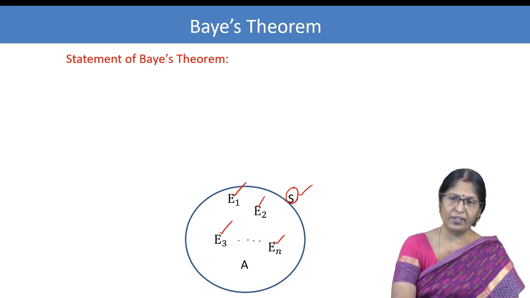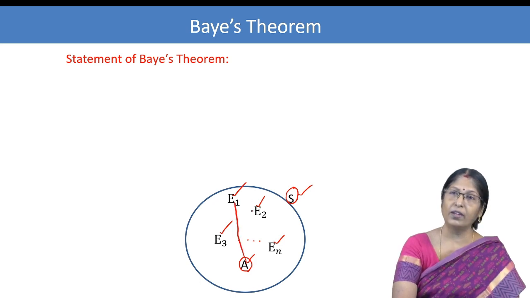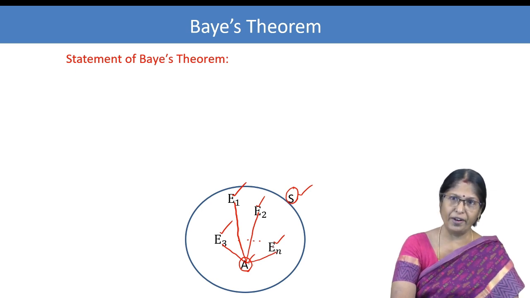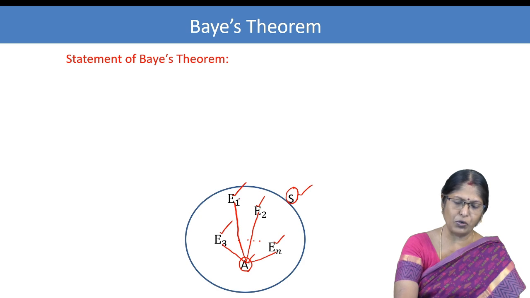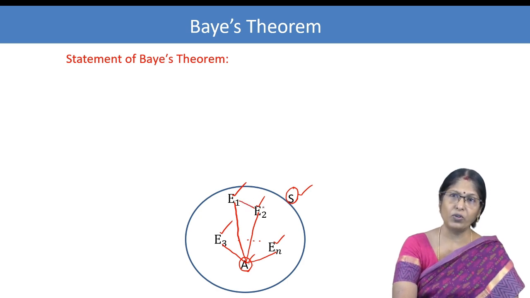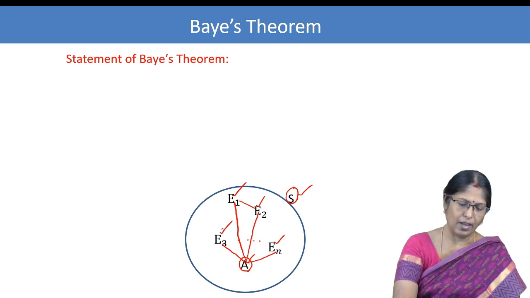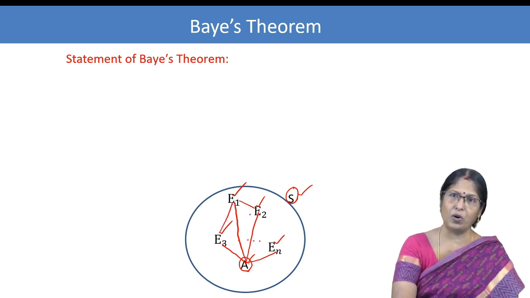One more event is there, and we named that event capital A. This capital A is interacting with E1, interacting with E2, and interacting with E3, and so on up to En. And one more condition: these two events E1 and E2 don't have any common points, and E1 and E3 also don't have any common points.